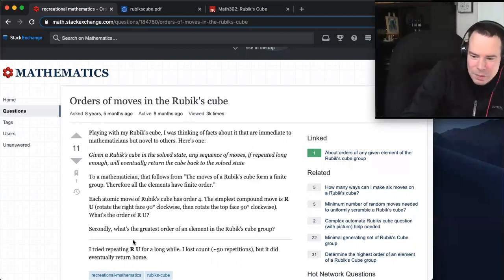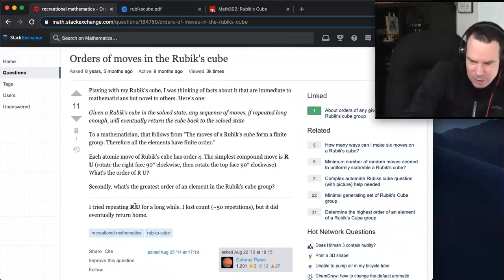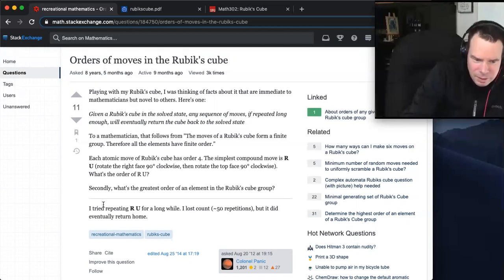And so this person says, I tried repeating RU for a long while and lost count, but it did eventually return home. They just didn't know how many times. And so that's really what we're going to be interested in: for a given move, how do we find the order? And we will see how to find the order of RU later today.